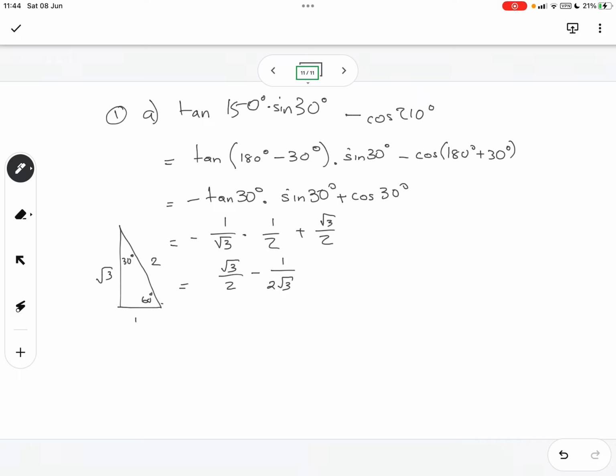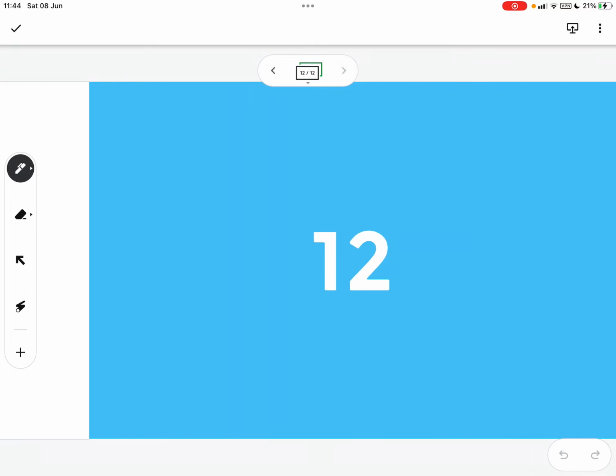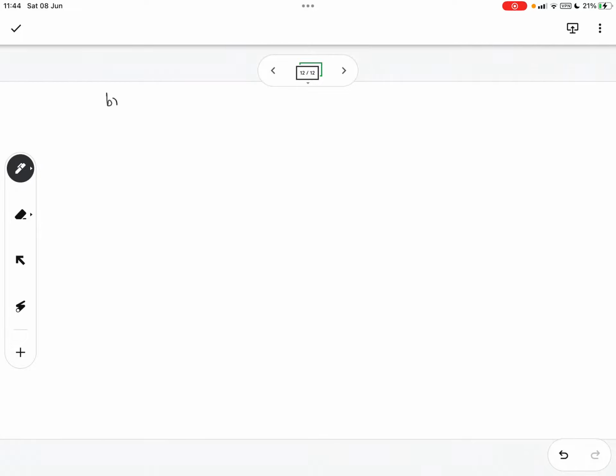And what's cos of 30? It's square root of 3 over 2. And we simply have square root of 3 over 2 minus 1 over 2 root 3. And if you want to, that goes in 3. And this is simply 4 over 2 square root of 3. Without using a calculator, we got the answer.